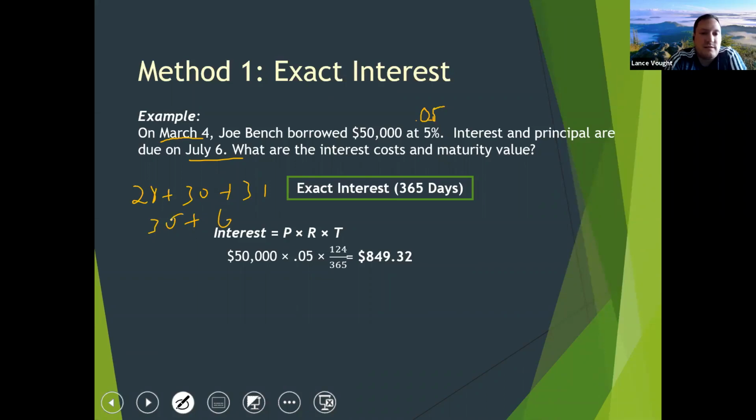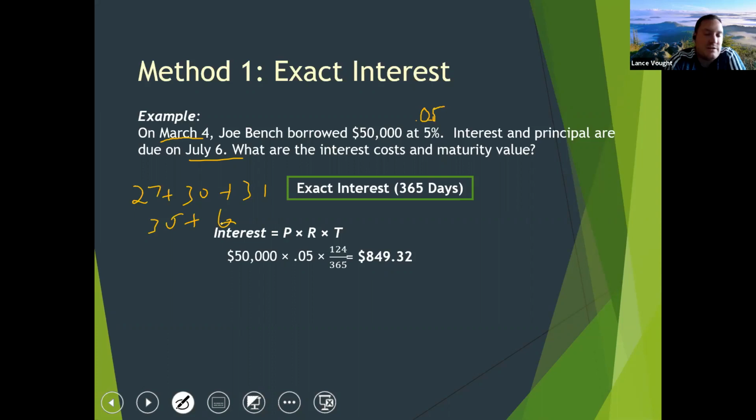So if we add that up, I guess it's saying 27 because it's not counting the first day of the loan. 27 plus 30 is 57, plus 31 is 88, plus 35 is 14. What am I doing wrong here? Where are we getting 124 from?